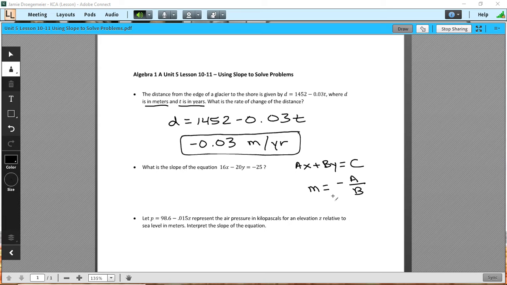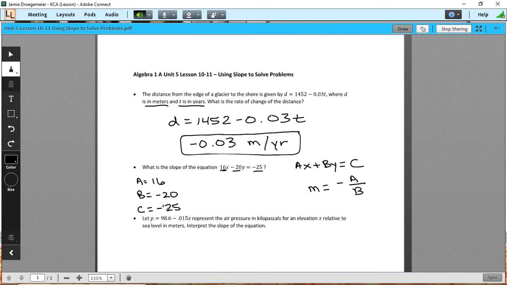So we're going to find that slope by using the A and B values. A in this equation is 16, B is negative 20, C is negative 25. So the first thing we're doing is identifying what those coefficients are. Remember, a coefficient is the number in front of the variable. And C is a constant. It doesn't have a variable.